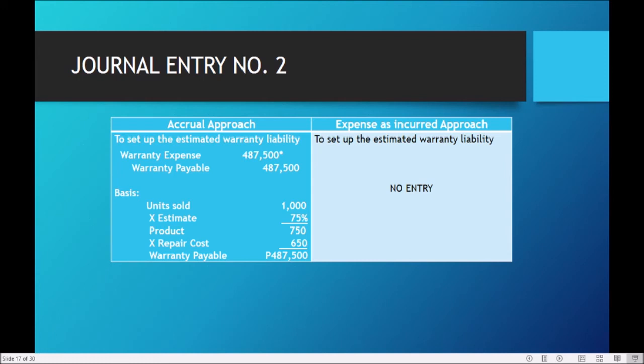Expenses incurred approach, no entry to be prepared. Okay? Hindi po tayo nagse-set up ng estimated warranty liability. Kasi, from the word itself, expenses incurred, they are going to prepare an entry only if the expense is incurred already. Okay? So, hopefully na nako-compare na po natin, ha?